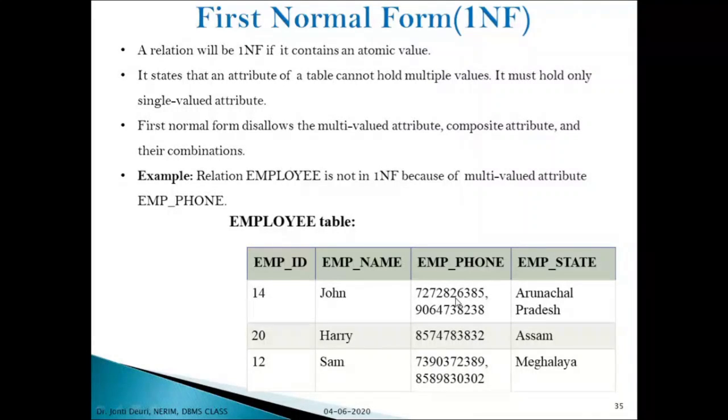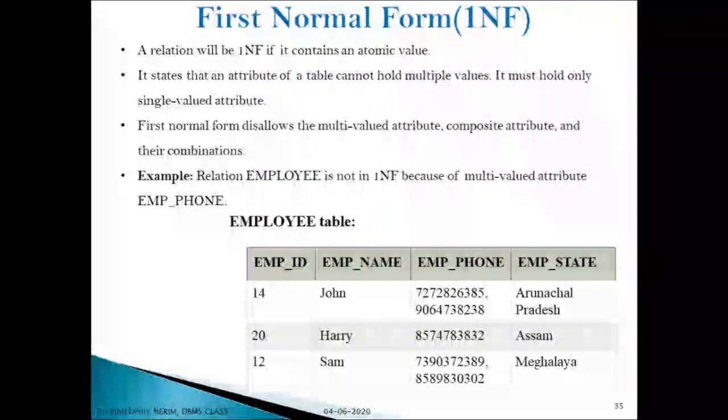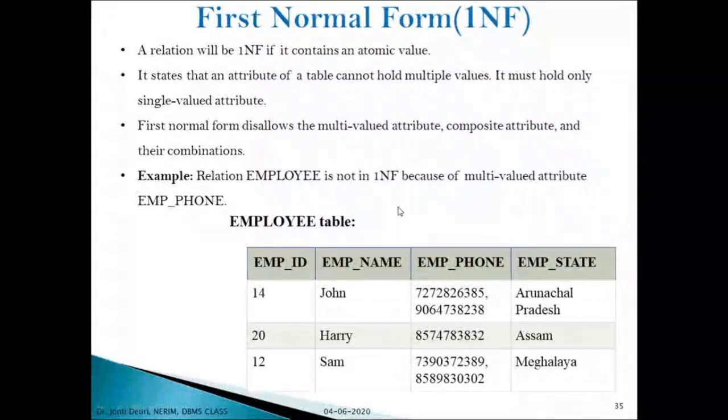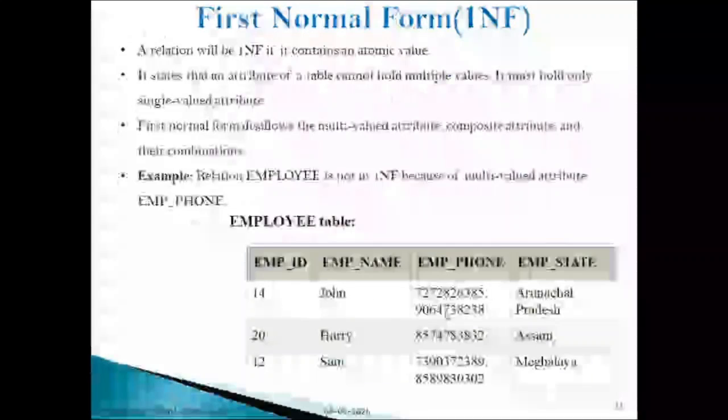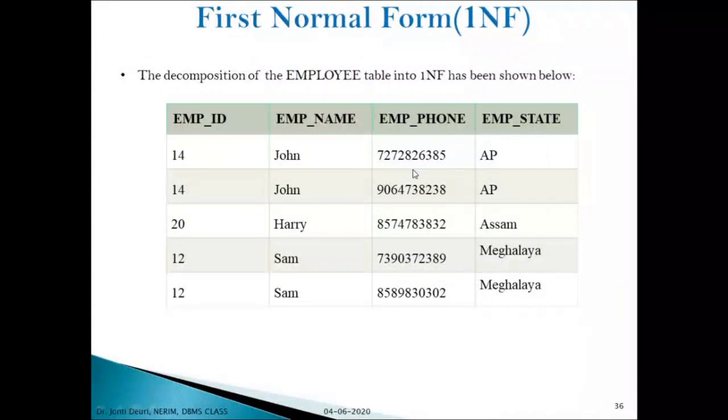If a table is in the first normal form, then it should contain only atomic values. That means each attribute can hold only one value. So to put it in the first normal form, what do we have to do? We have to divide these. For example, for the employee phone number, what have we done? We have inserted this again. We have separated these values.